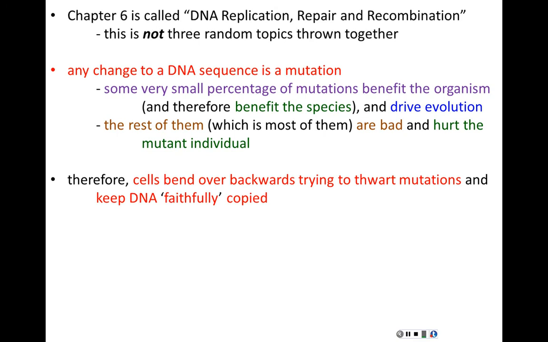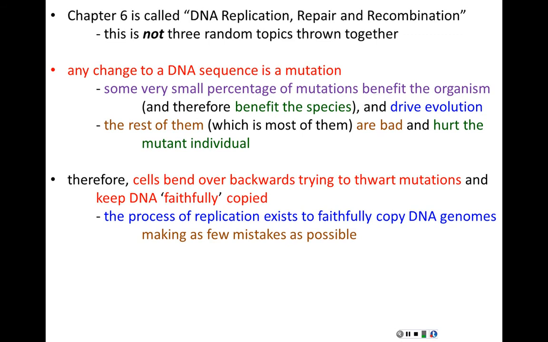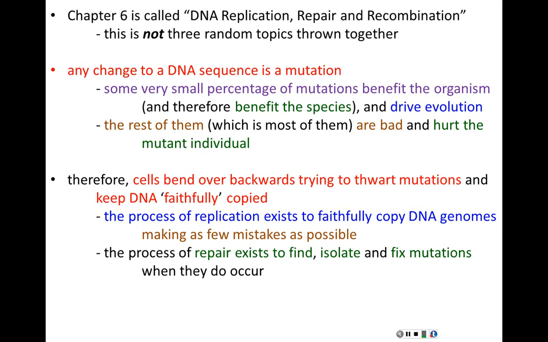So because so many mutations are bad and detrimental to the individual, cells actually have a huge number of different pathways they use to stop mutations from occurring. And cells work very, very hard to keep DNA what we call faithfully copied, meaning the new molecules of DNA that are made identically mirror the old, so that there are no mutations, no changes in that DNA sequence. The process of DNA replication exists to make sure that DNA genomes are faithfully copied, making as few mistakes in the DNA copying as possible.